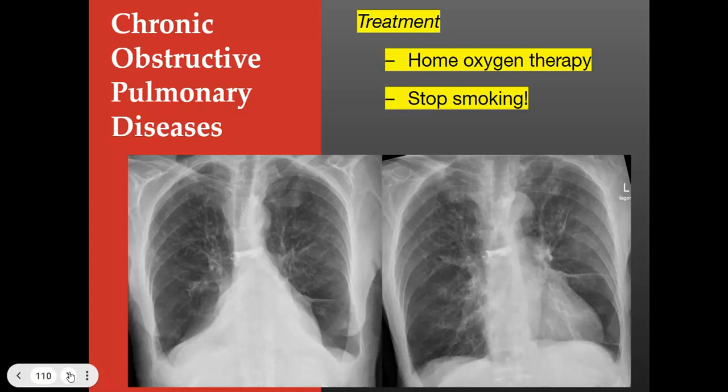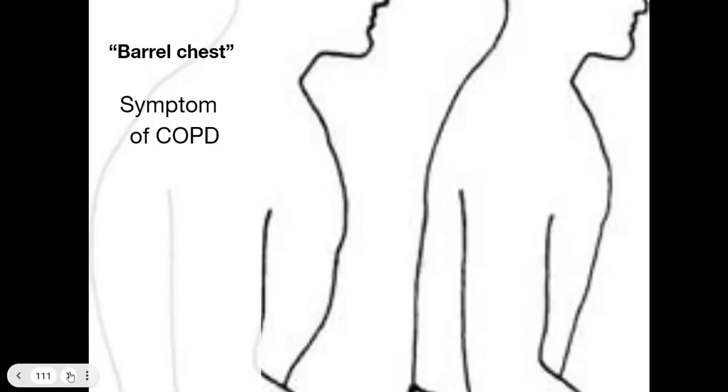Now, they may be on other medications like bronchodilators and all sorts of things, but the biggest thing is not smoking and home oxygen. This is that barrel chest appearance. Just remember how the body is trying to compensate for the lack of oxygen by changing the anatomy. But the damage is done in the alveoli, so it doesn't work, but the body still does this.